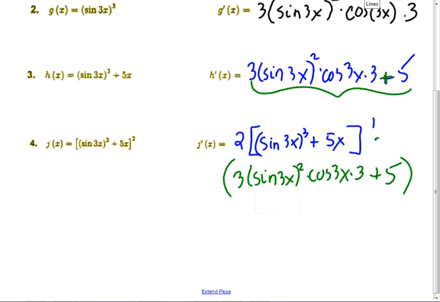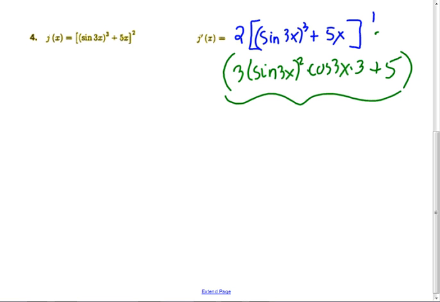It's times this whole thing. Remember, we multiply our rates together. That's the chain rule. Now, can you see it better?